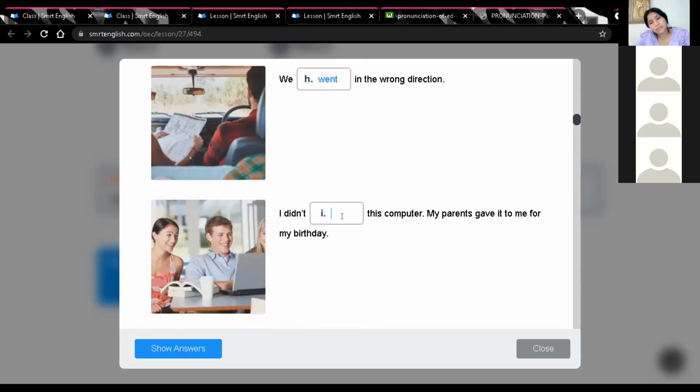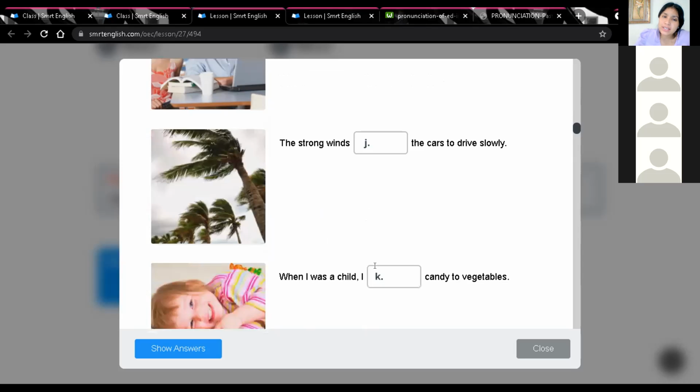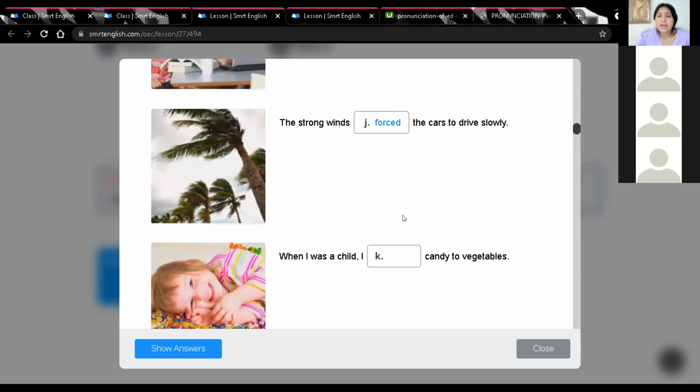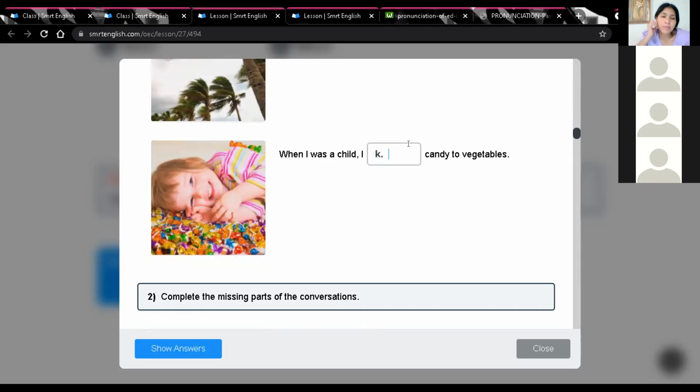I didn't buy this computer. My parents gave it to me for my birthday. Very good. Letter J, Isela, please. The strong winds forced the cars to drive slowly. Forced. Very good. Letter K, Guillermo? When I was a child, I preferred candies to vegetables. I preferred. Very good.